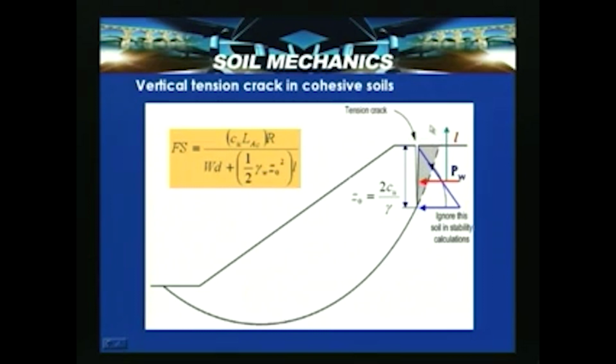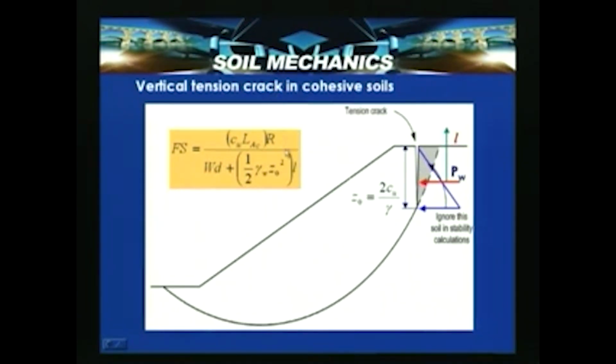So, in this case, if this tension crack is filled with water, this exerts a pressure Pw, and if L is the vertical distance of location of Pw from the center of rotation, then this can exert a moment about this center of rotation. So, factor of safety is resisting moment, that is Cu into L into AC. We need to consider in this zone the weight of the soil, and the extension of this portion of the failure surface has to be ignored.